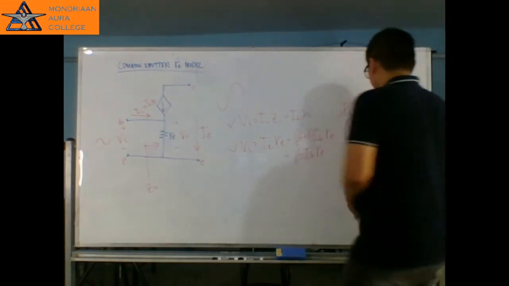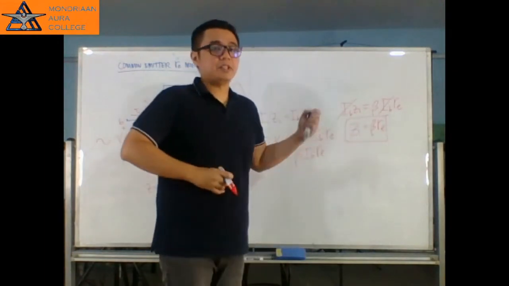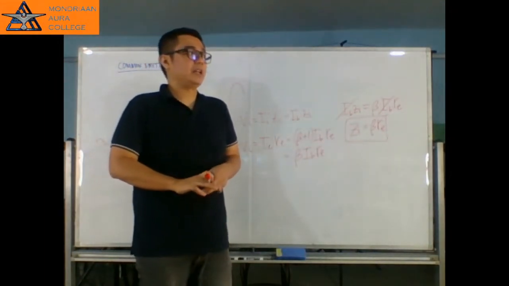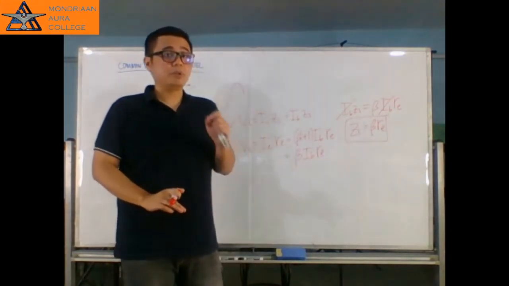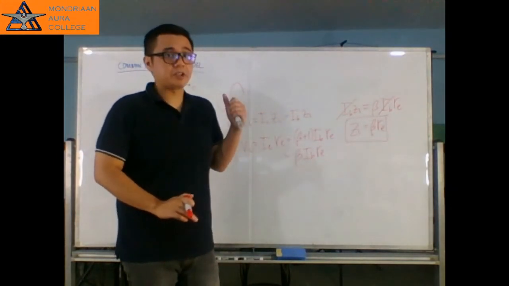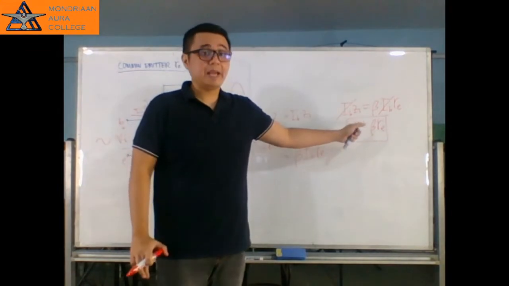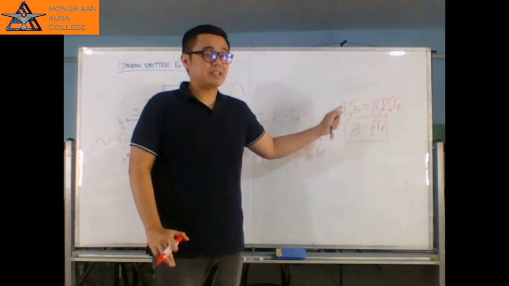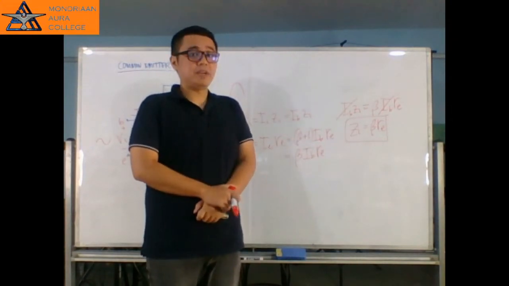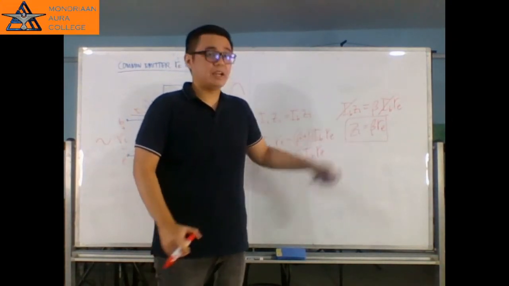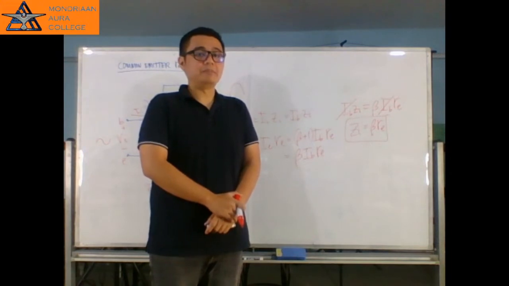No? So, sa common base before, discuss natin, ang input impedance niya ay equals R sub E. So, mababa ang input impedance ng common base. While for the common emitter, it's being multiplied by beta. That's why mataas ang input impedance niya compared sa ating common base. So, the input impedance is beta times R sub E.